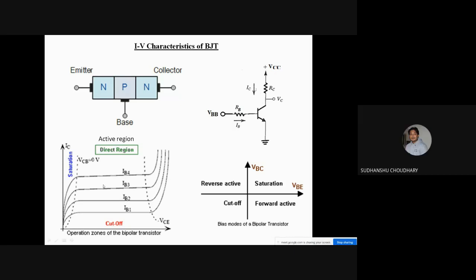Okay. So we had talked about the IV characteristics. As I said, the IV characteristics of a BJT look very similar to the IV characteristics of a MOSFET. Here you can find that the collector current levels are changing as the base current is increasing. So one can control the collector current by the base current. Increase the base current, the collector current is increasing.